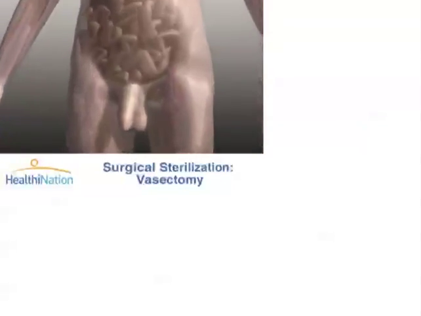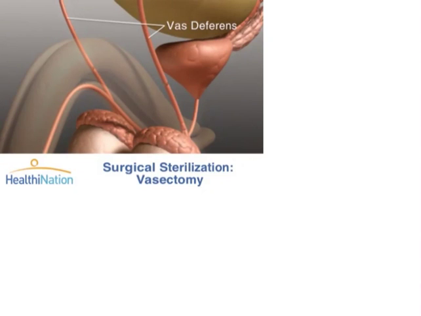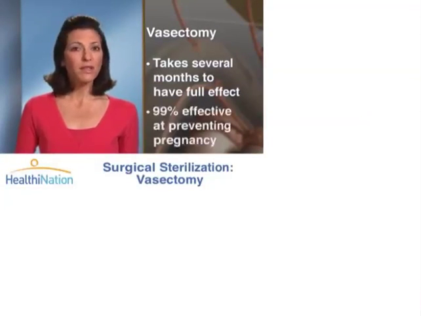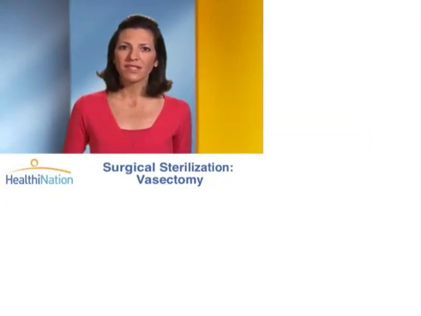For men, there is a vasectomy. A surgeon either ties off or blocks the vas deferens in the scrotum to prevent sperm from being ejaculated during sex. It takes several months for the procedure to have its full effect. But once completed, a vasectomy is more than 99% effective at preventing pregnancy. Reversing a vasectomy is possible with additional surgery.